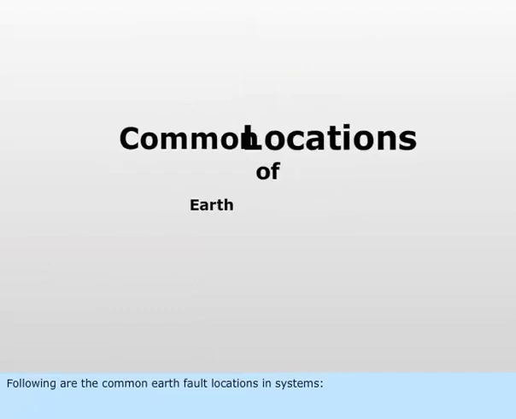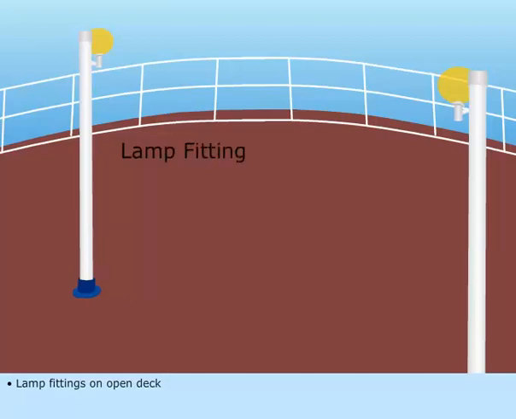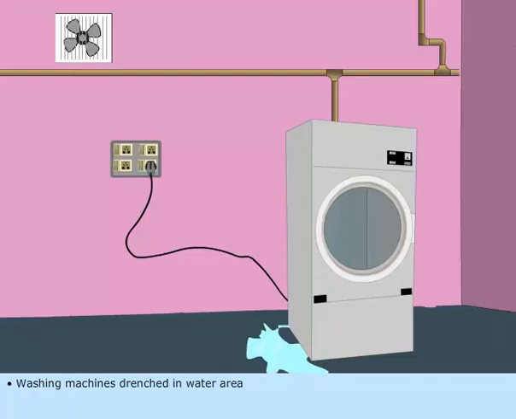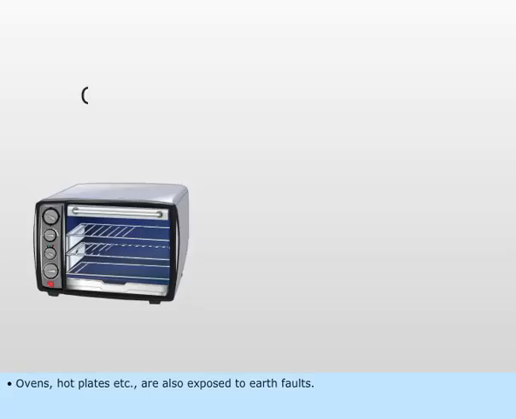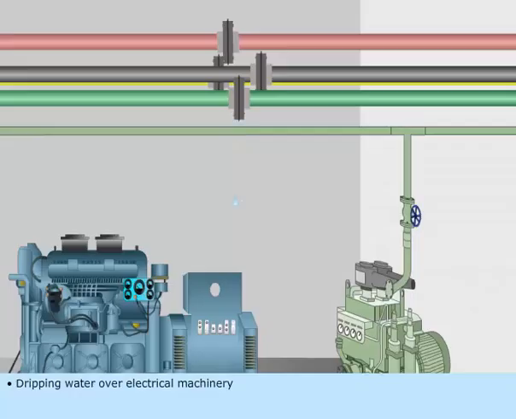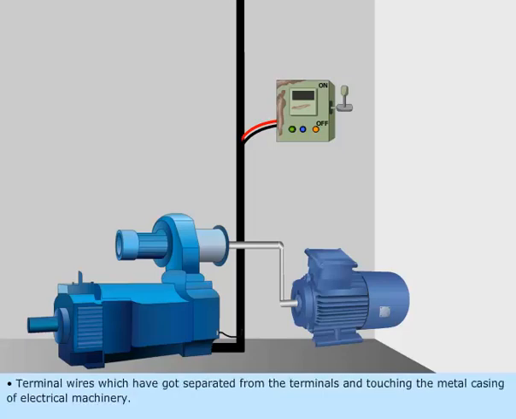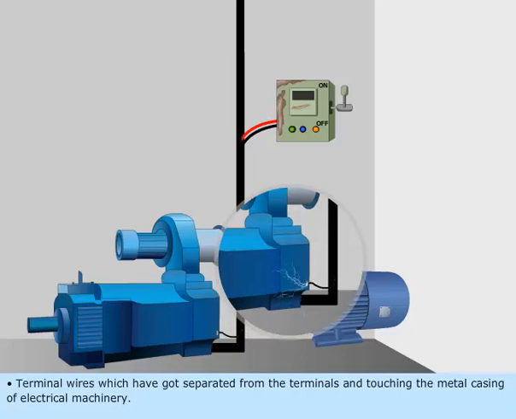Following are the common earth fault locations in systems. Lamp fittings on open deck, washing machines drenched in water area, ovens, hot plates, etc. are also exposed to earth faults, dripping water over electrical machinery, old electrical apparatus whose insulation has aged and getting brittle, terminal wires which have got separated from the terminals and touching the metal casing of electrical machinery.